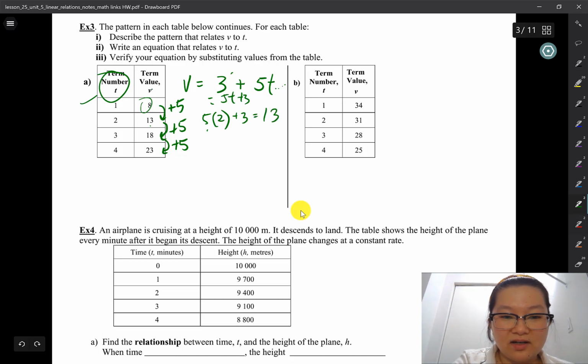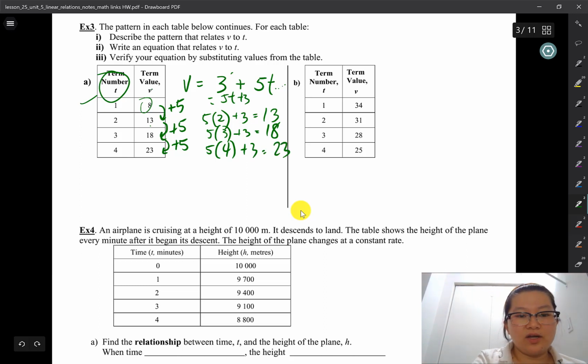Oh, it's starting to work. 5 times 3 plus 3, this is 18. Nice. And last but not least, 5 times 4 plus 3 equals 23. So this works. Our equation is going to be v equals 5t plus 3.